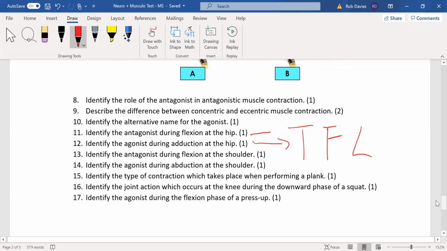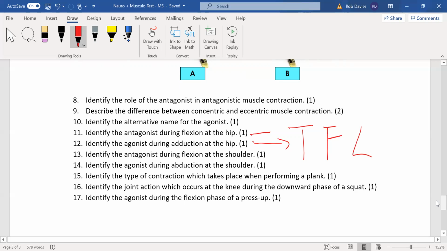And finally, the agonist during flexion phase of a press up. So think of what that movement looks like. So bending your arms, decreasing angle at the joints. You're on the way down from a press up. And the agonist there are your triceps.